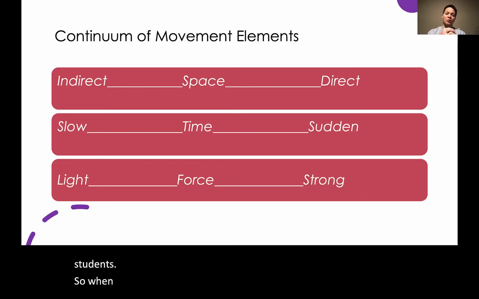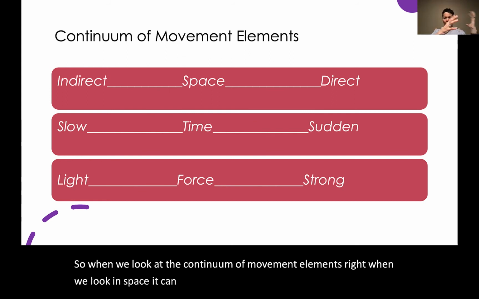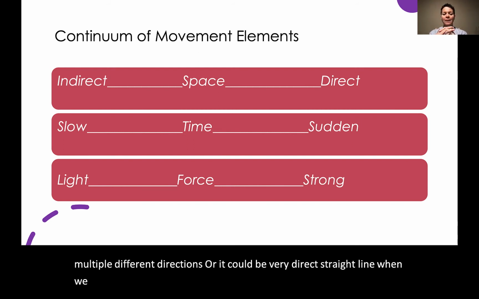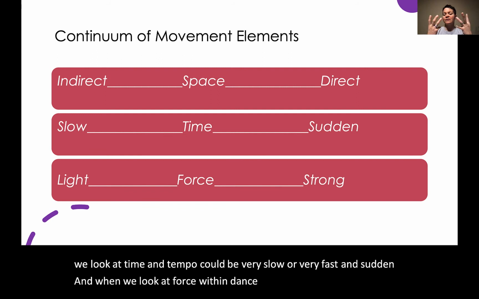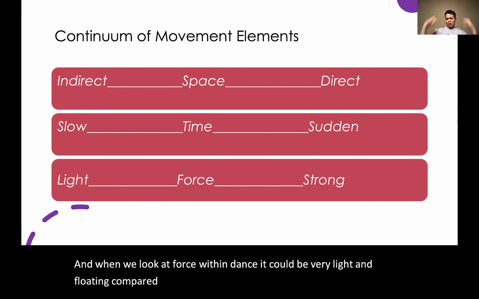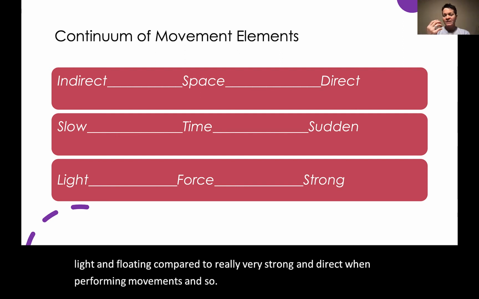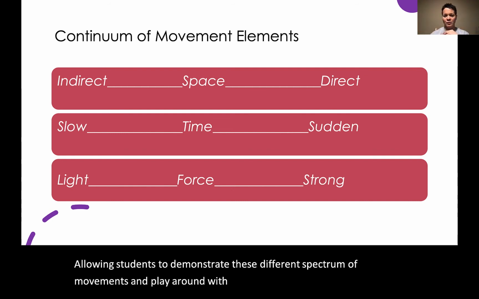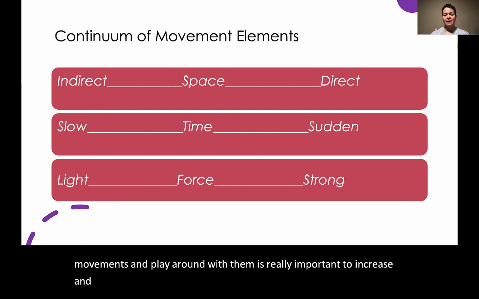So when we look at the continuum of movement elements, right, when we look in space, it can be very indirect and flowing through space, multiple different directions, or it could be very direct straight line. When we look at time and tempo, it could be very slow or very fast and sudden. And when we look at force within dance, it could be very light and floating compared to really very strong and direct when performing movements. And so allowing students to demonstrate these different spectrums of movements and play around with them is really important to increase and enhance creativity and motivation.